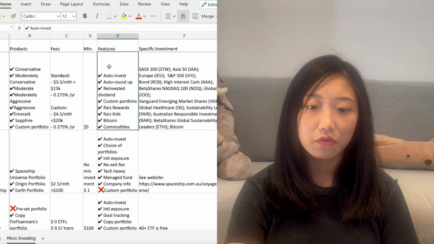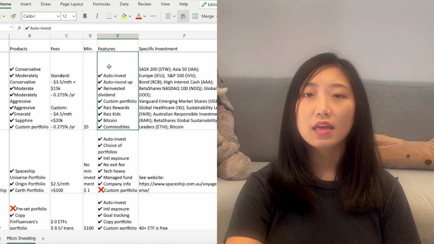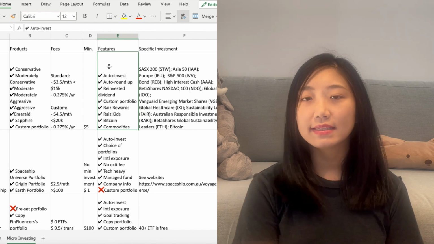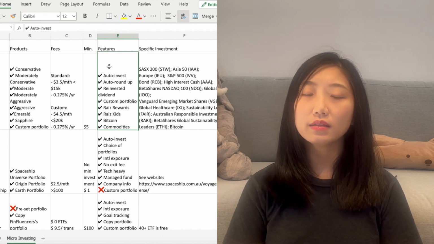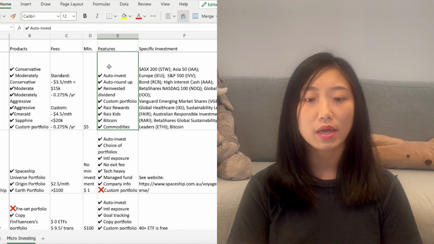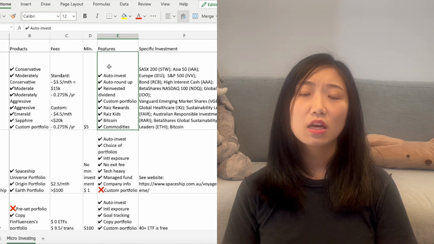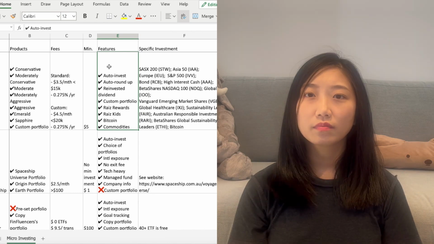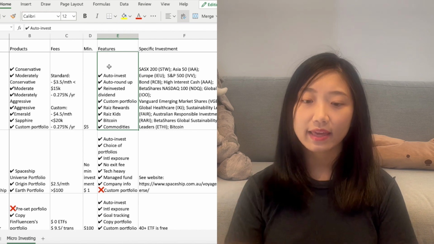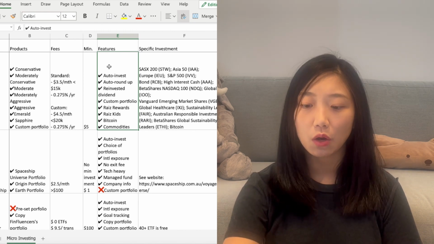The other cool feature is Raiz Rewards. What it means is there are certain offers that Raiz gives you when you shop with a particular brand. Say, for example, if you shop with Apple, it might reinvest a certain percentage back to your account as a sort of cash reward, which is something that I find really cool. And sometimes they have some good deals.